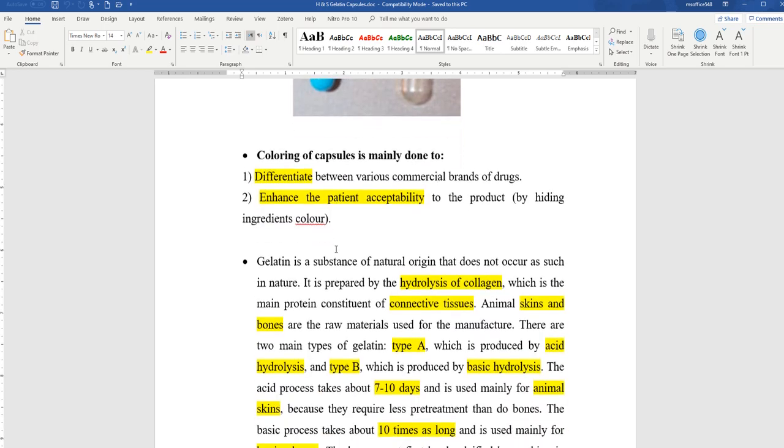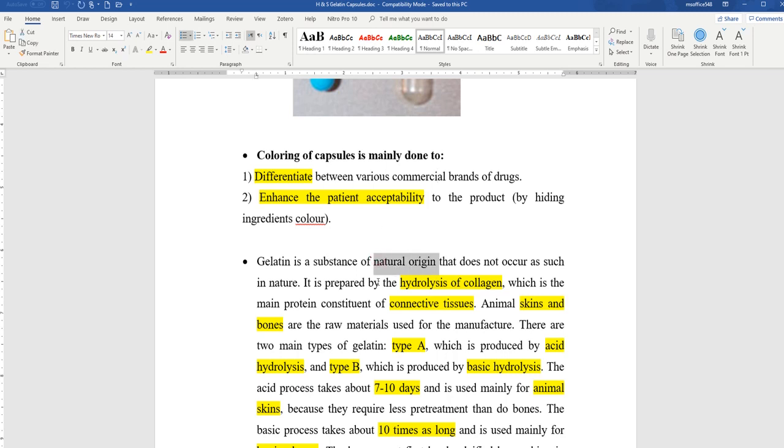Okay, what we need to talk about now is, where do you get gelatin from? And how do you make the capsule shells? So you need to have an idea. Now, gelatin itself is not a natural material, but it is derived from a natural source.